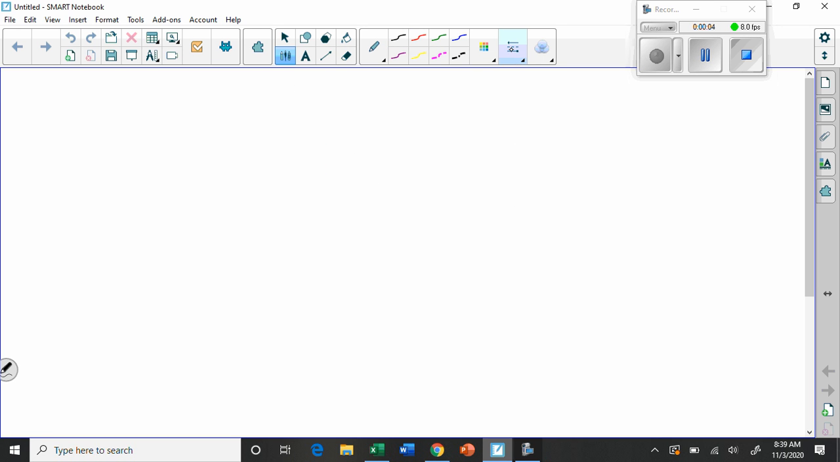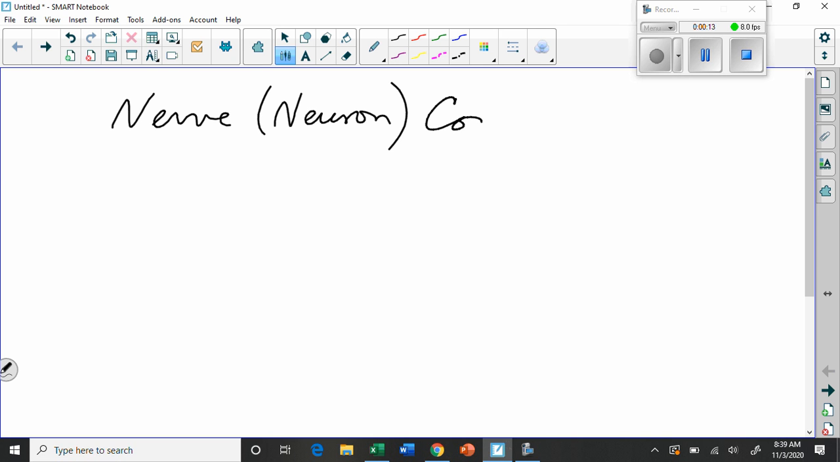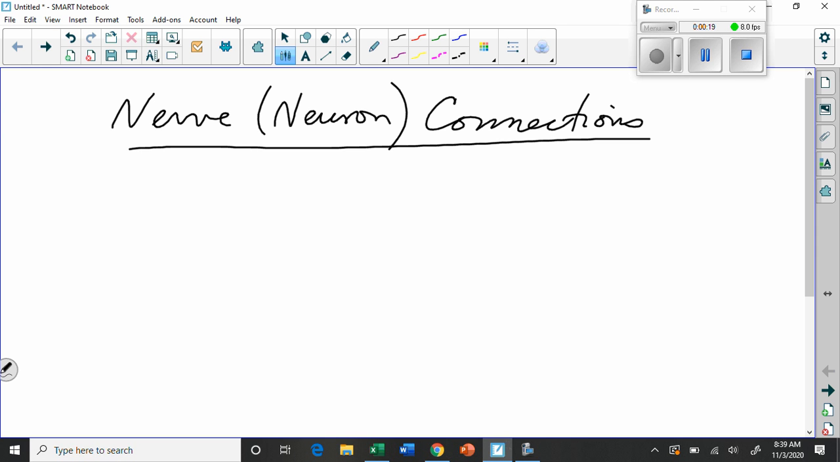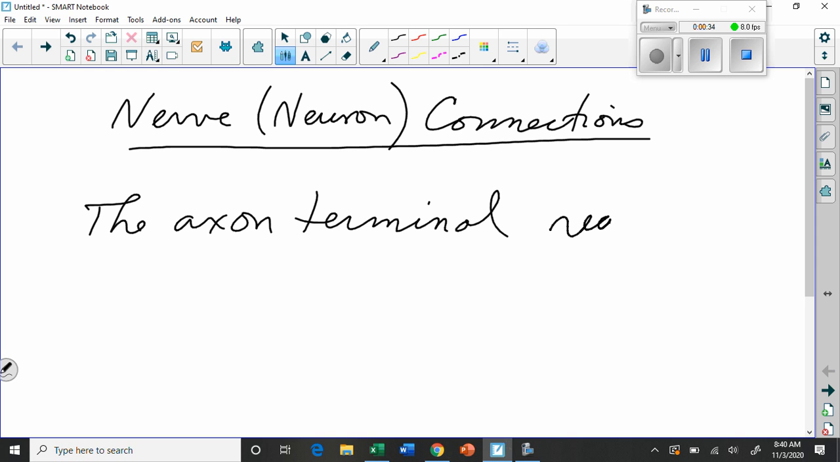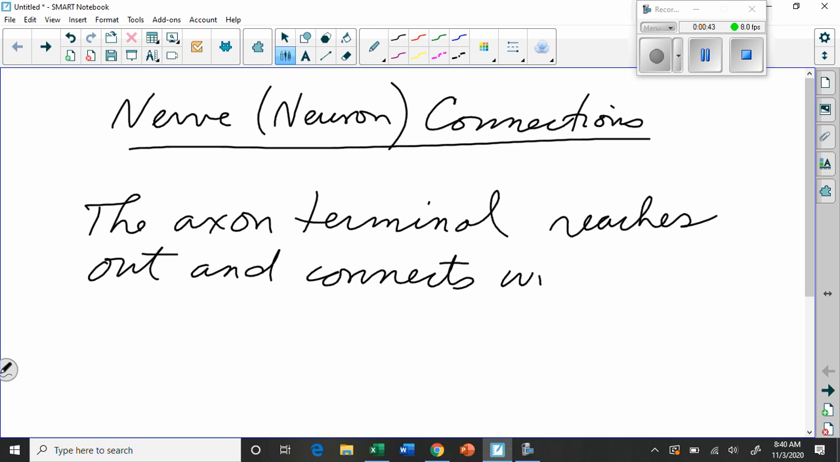All right, we're going to do, let's call this nerve or neuron connections. Okay, you ready? The axon terminal of one neuron reaches out and connects with the dendrites of another neuron.